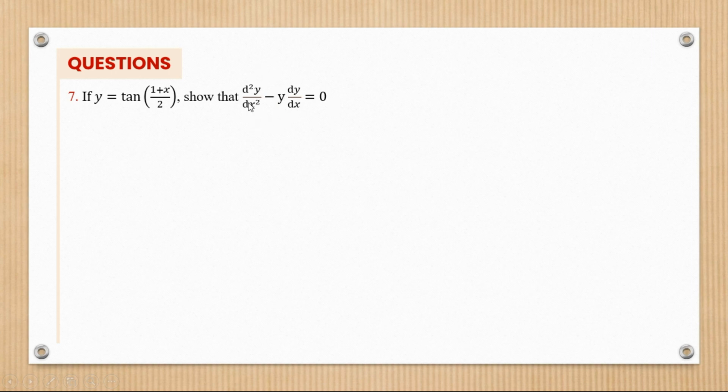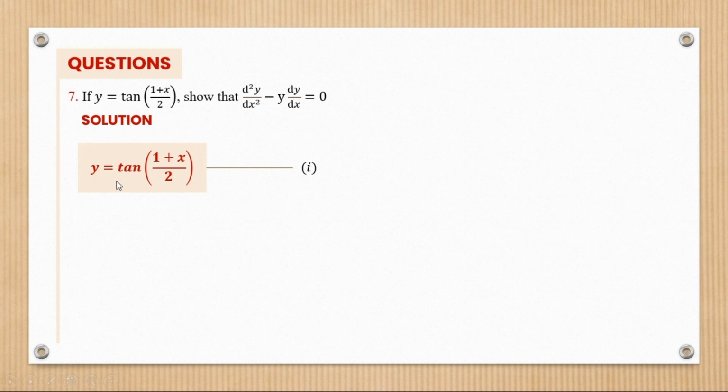And then we also have a second derivative. So that actually means we're also going to be differentiating 2 times. Alright, so let's look at the solution to this. So we have y is equal to tan of (1 plus x) over 2, and this shall be our equation 1.